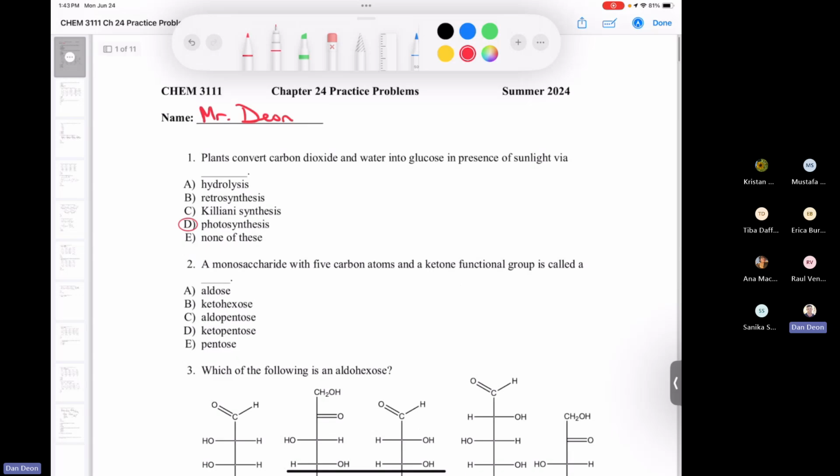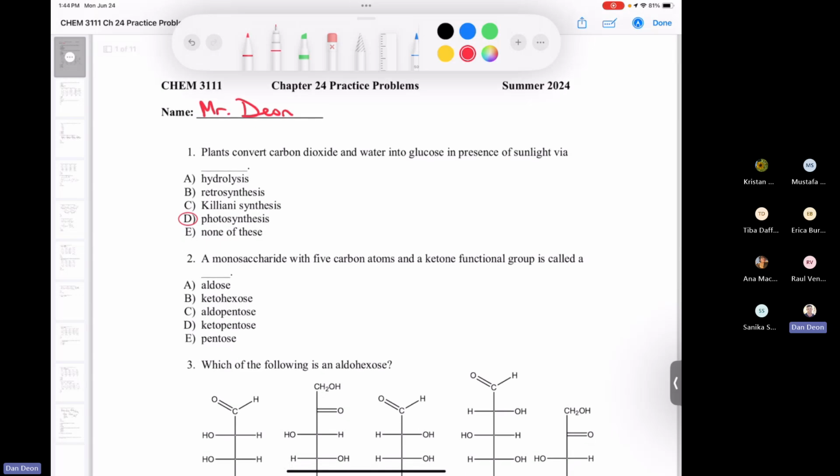All right, the next one, it says a monosaccharide with 5 carbon atoms and a ketone functional group. So if we have a ketone functional group, we know this is a ketose, and if it has 5 carbons, it would be a ketopentose. So ketopentose would be the name for that one.